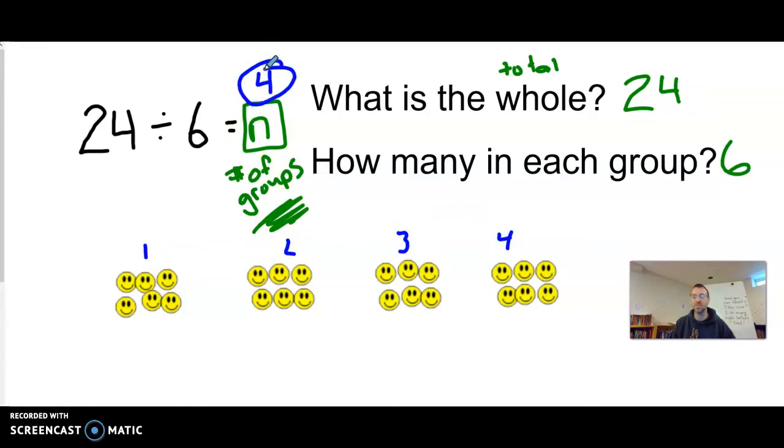Pretty straightforward if we're looking at it in pictures here. Again, you might be thinking, Mr. Philip, I don't have to do that. I know that. But when it comes to the division of fractions, that model is key. So let me show you a few.